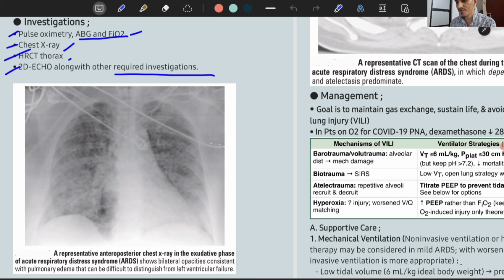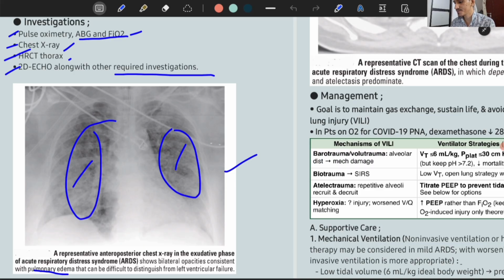So this is the X-ray of an ARDS patient, which shows bilateral opacities, white lungs, consistent with pulmonary edema. These opacities are due to pulmonary edema, and it is difficult to distinguish from left ventricular failure. Massive pulmonary edema, white lungs.